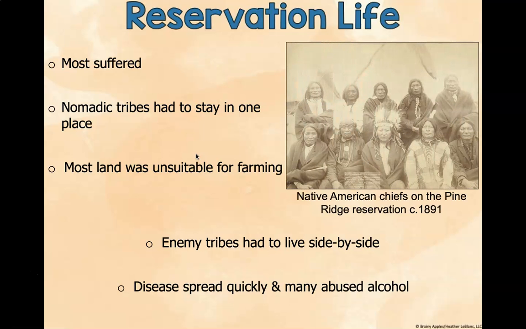Reservation life. So we're going to talk about how just cruel it was for these Native Americans who were put on Indian reservations. Most suffered. You had nomadic tribes that were typically used to move around. They were forced to stay in one place. And most of the land that they crammed these Native Americans on was unsuitable for farming. The enemy tribes were forced to live side by side. Disease spread quickly, and many of these Native Americans began to abuse alcohol. This is a picture of the Native American chiefs on the Pine Ridge Reservation in 1891.